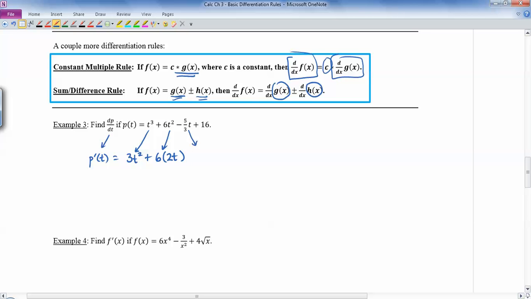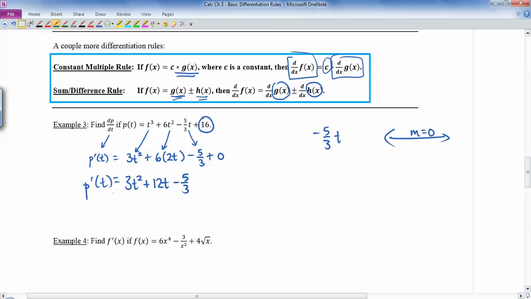When I take the derivative of negative 5/3 t, well, just think of it, if I said, what's the slope of negative 5/3 t? Well, it's negative 5/3. And then you're done with that. And if I said, what's the slope of a constant, 16, well, 16 is a flat line that looks like this on a graph. So that's plus 0 right there, because its slope is 0. The slope of any horizontal line is 0. So then if I simplify this a little bit more, 3t squared plus 12t minus 5/3, and then we're done. There's the derivative right there.